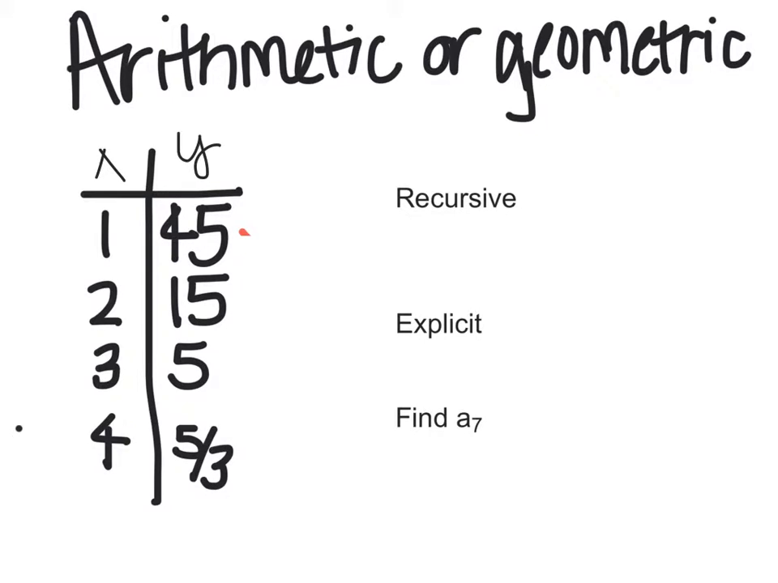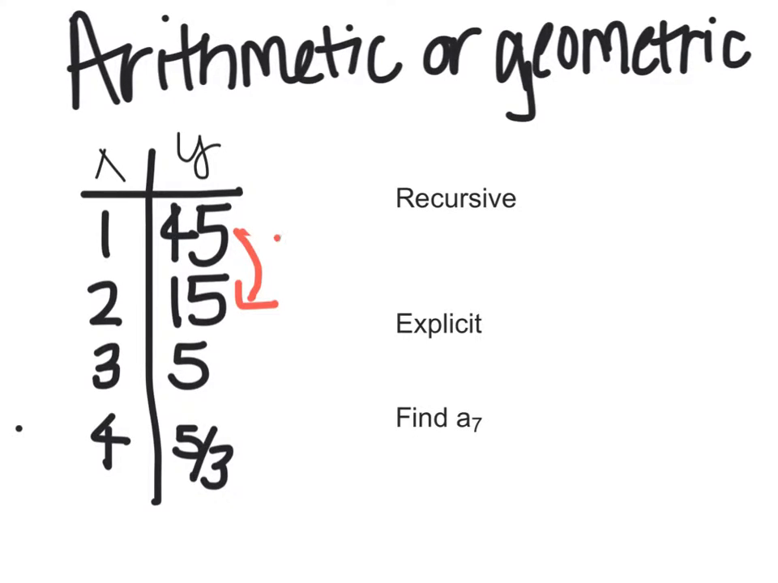So if we're trying to figure out how to get from one term to the other, well, if I'm going from 45 to 15, it's getting smaller, so I could subtract. But if you look at the difference, 45 to 15, the difference is 30, but 15 to 5, the difference is 10, so that's not going to be our pattern.